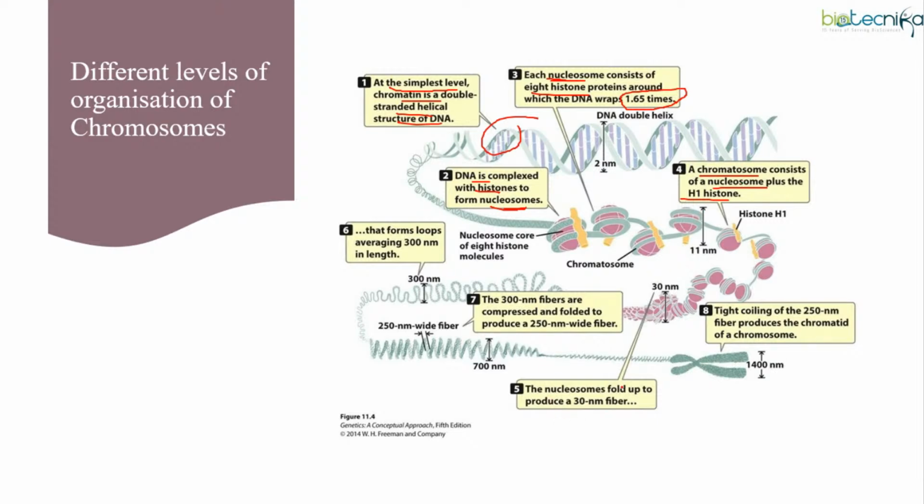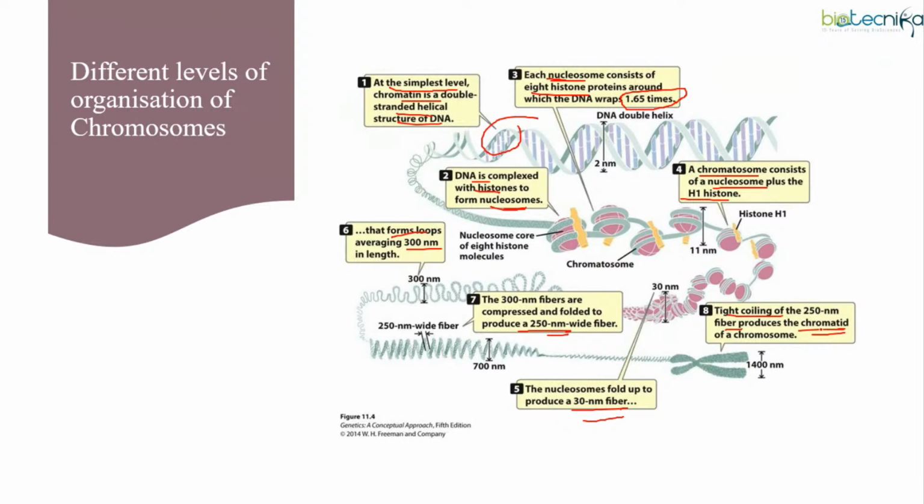This nucleosome will undergo further folding to give rise to the 30 nanometer fiber, which then forms loops, 300 nanometer in length, and they will be further compressed, giving rise to a 250 nanometer wider fiber. And finally, you see the metaphase chromosome, which is the highly compressed stage, that is, tight coiling of 250 nanometer, giving rise to a chromatid of a chromosome.